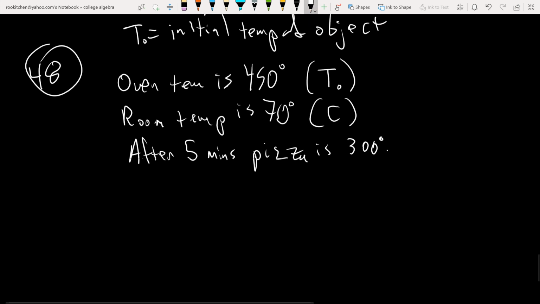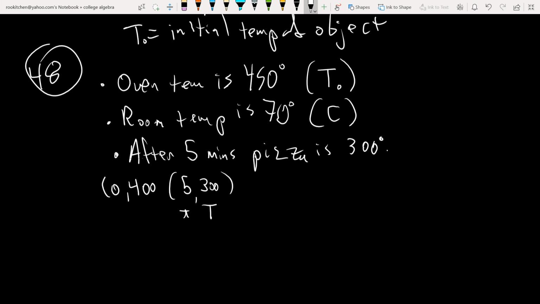So the last point here, these bullet points I guess, the last bullet point is giving us an ordered pair. It's in this case time and then temperature. Right, so after 5 minutes, the temperature is 300 degrees. We also have some other ordered pairs given. At time 0, the temperature is 450. Okay, so it's like one of those exponential growth models where you have to figure out all the unknown constants.